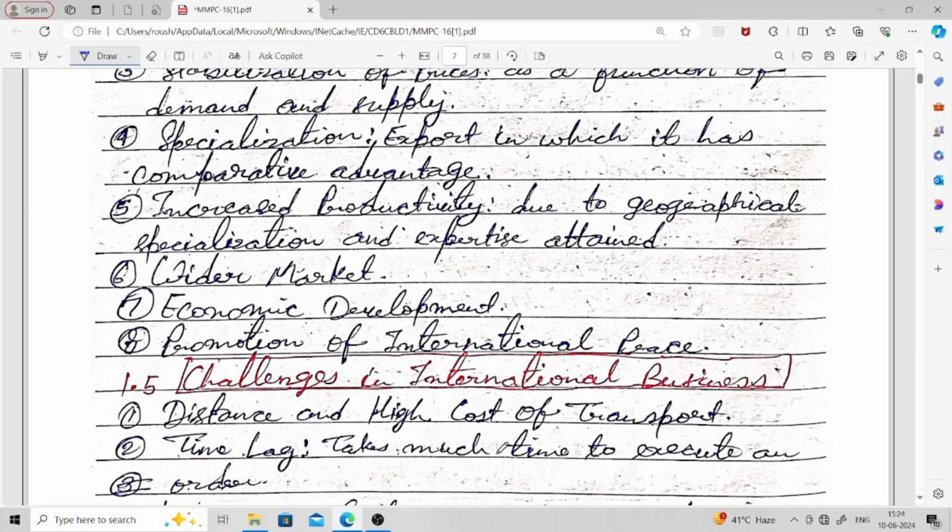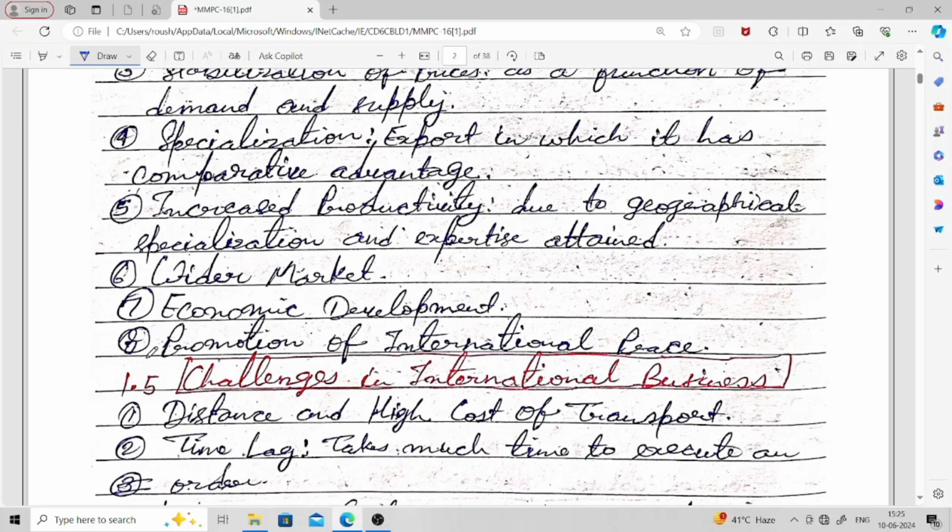And then the next given here, number eight, promotion of international peace. International business also promotes international peace, because countries consider the trade aspect whenever they go to war. So to save their economic condition, countries try not to go to war with each other. That's why it promotes international peace.